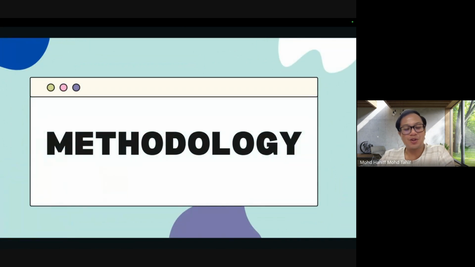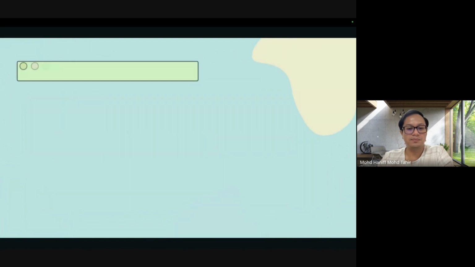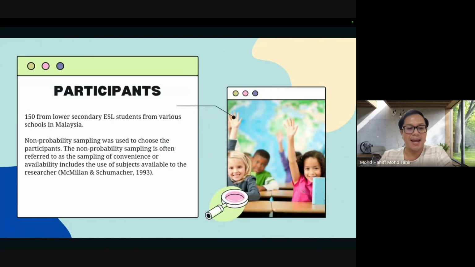Next, moving into the methodology of the research. In terms of the sample and also the sampling technique, about 150 lower secondary ESL students from various schools in Malaysia were selected as the sample. And a non-probability sampling technique was used to choose the participants. The non-probability sampling is often referred to as the sampling of convenience or availability, which includes the use of subjects available to the researcher, as stated by Macmillan and Schumacher in 1993.